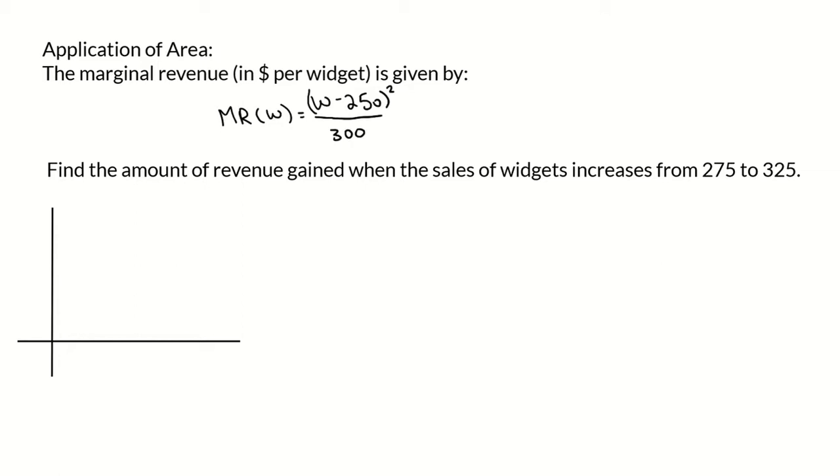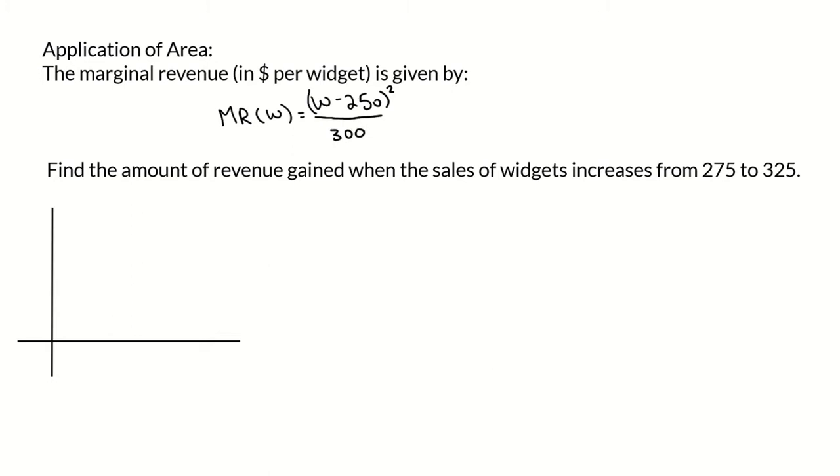This is an application problem related to area and integrals, and it involves marginal revenue and revenue. So the marginal revenue in dollars per widget is given by MR of W equals (W minus 250) squared over 300. We want to find the amount of revenue gained when the sales of widgets increases from 275 to 325.